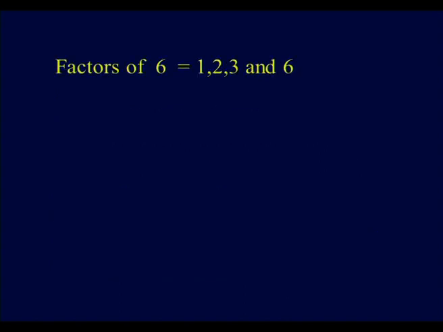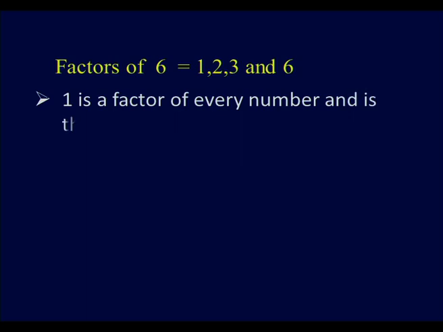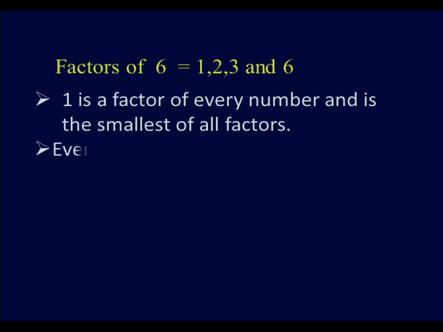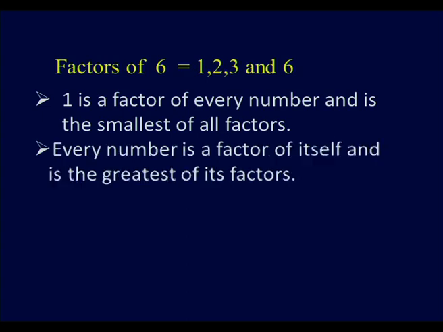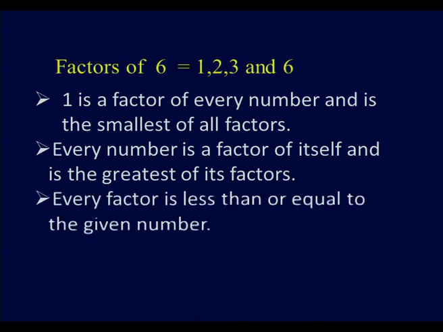Now, let us take the factors of 6, that is 1, 2, 3 and 6 and note down some important points based on these factors. Here you can see in 1, 2, 3 and 6, 1 is a factor of every number and is the smallest of all the factors. And next one, every number is a factor of itself and is the greatest of its factors. Every factor is less than or equal to the given number.